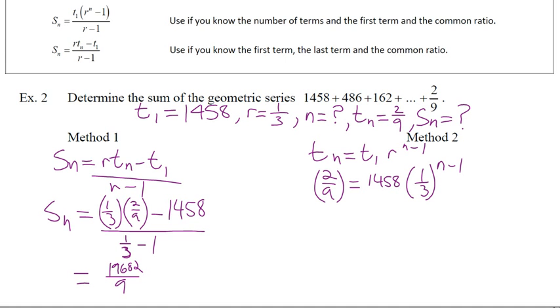y1 equals 1458 times 1/3 to the n minus 1. X minus 1, really. N is 9.